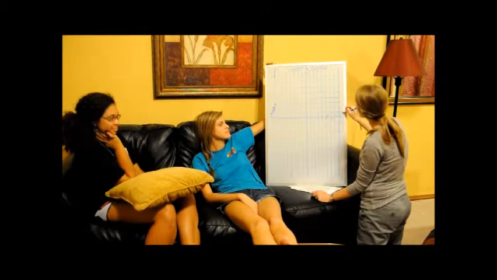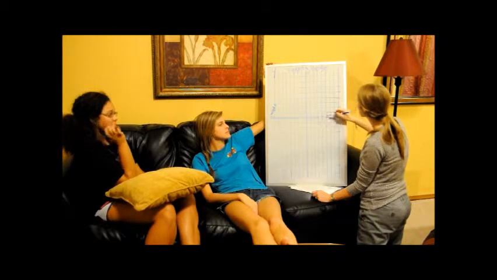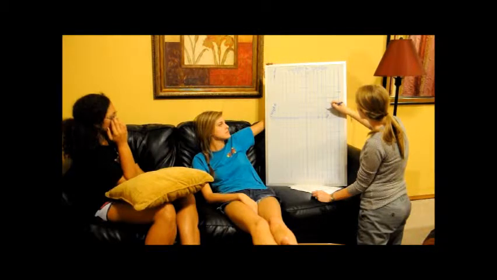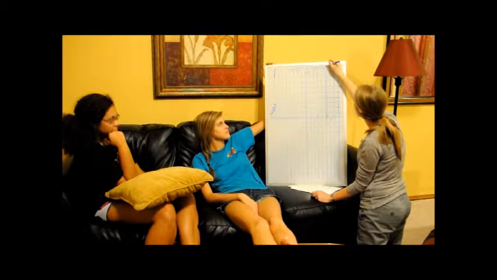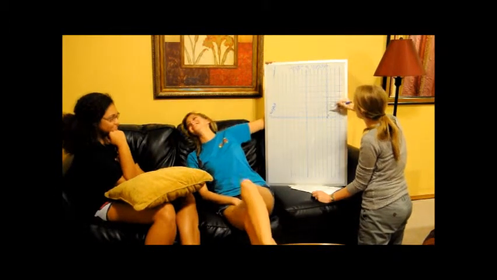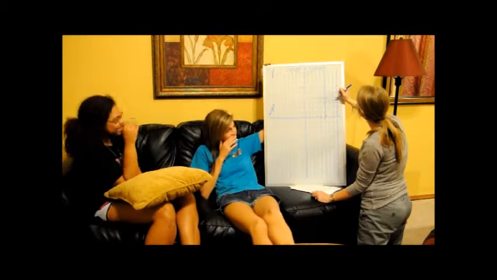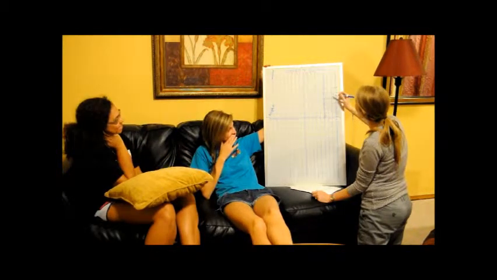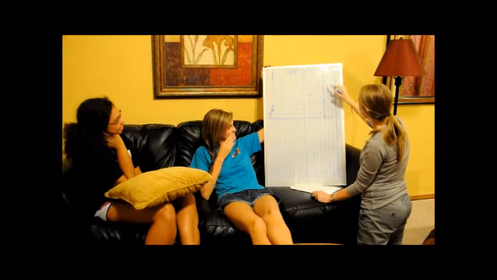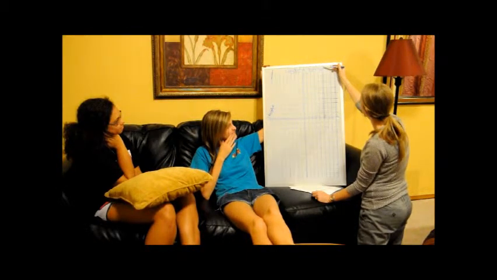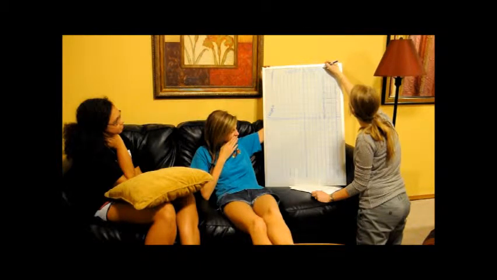So we can say that each of the squares is 10. We can say 10, 20, 30, 40, 50, 60, 70, 80, 90, and then 95 is up here. Good, okay. So we went 5 over and then 95 up. So your point is up here.